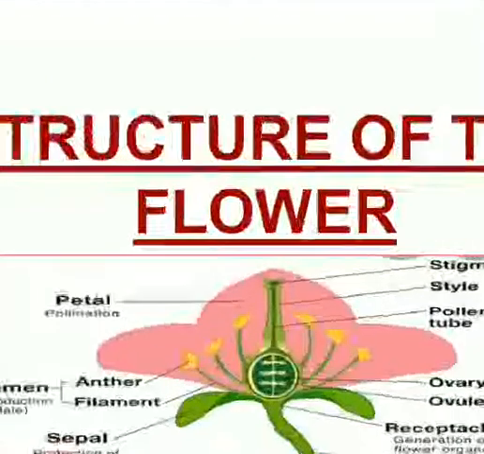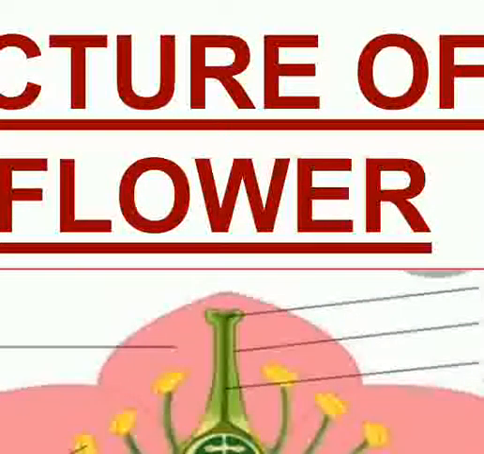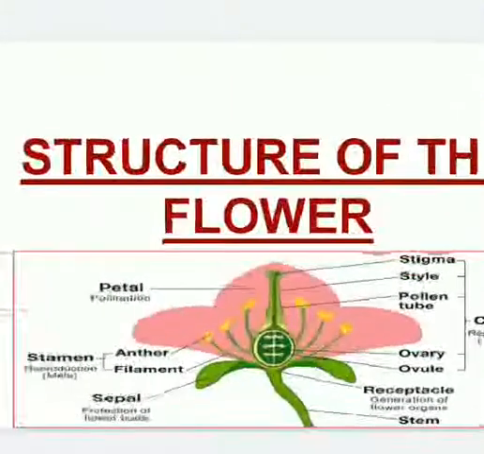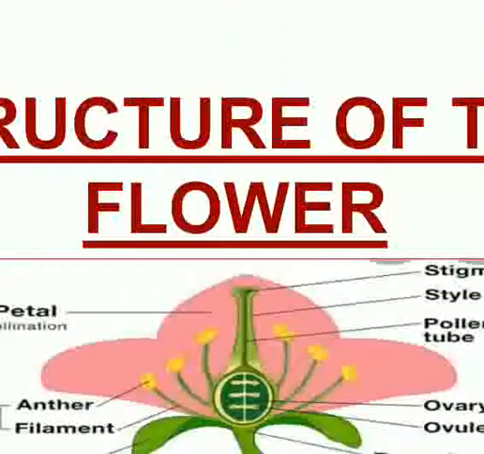and the structure on which the flower is born is called the peduncle, and if peduncle is absent, the flower is called sessile. Peduncle or the pedicel. The pedicel, if it is present, it is called the pedicellate flower. If it is not present, it is called the sessile flower.